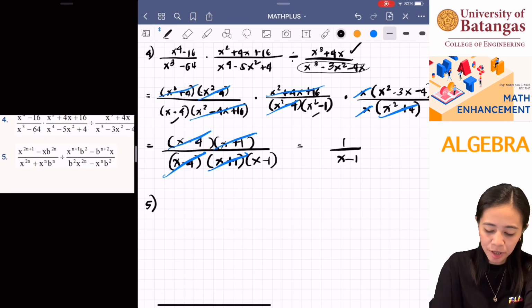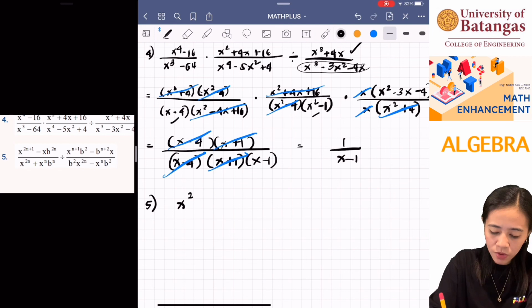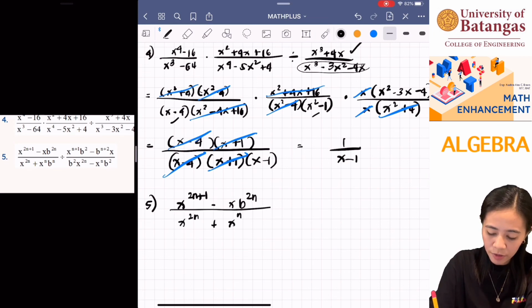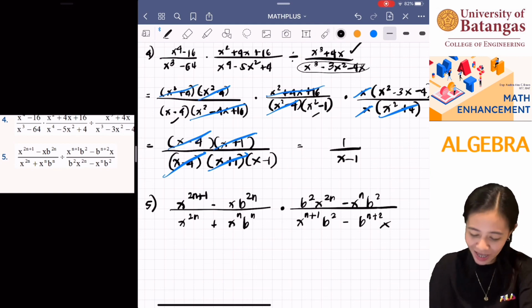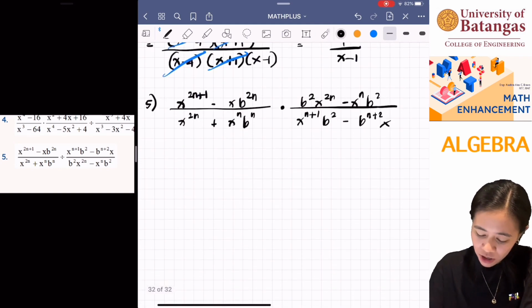Okay, last example for multiplication. You have x raised to 2n plus 1 minus xb raised to 2n all over x raised to 2n plus x raised to n b raised to n, multiplied by b squared x raised to 2n minus x raised... all over, I have x raised to n plus 1 b squared minus b raised to n plus 2 times x. Wow. Okay. Now, let's factor.